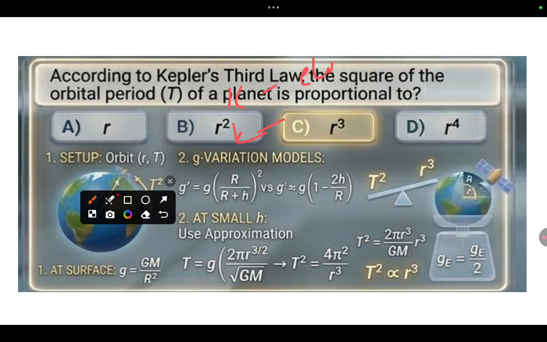Kepler's second law is about dA by dt being constant. That means the planet covers equal area in equal intervals of time.